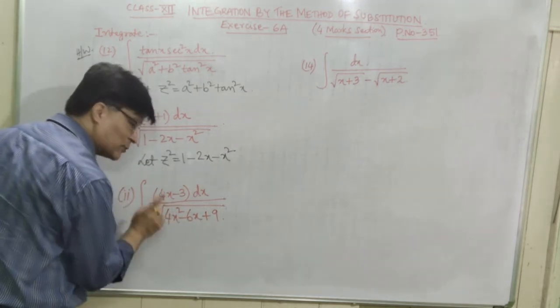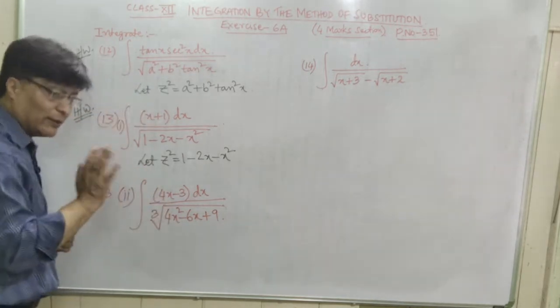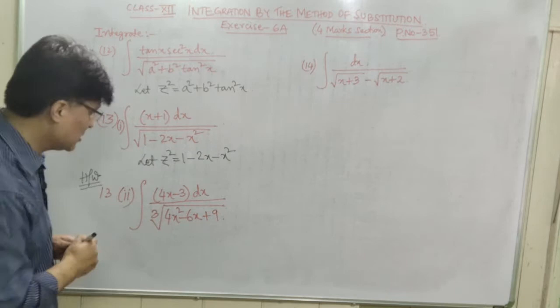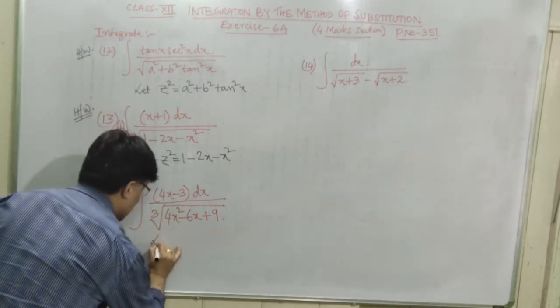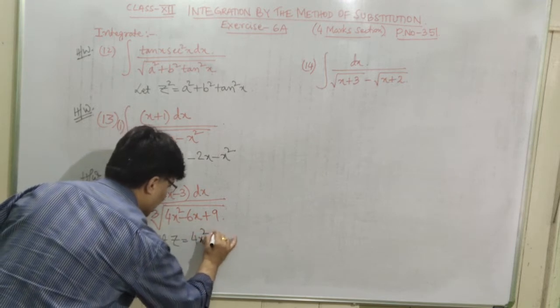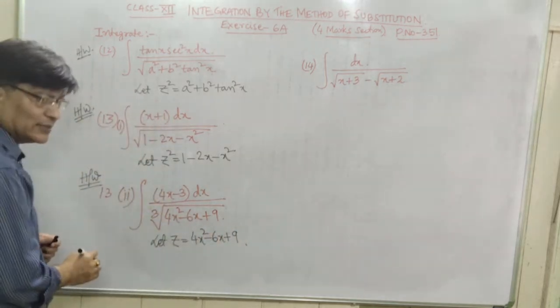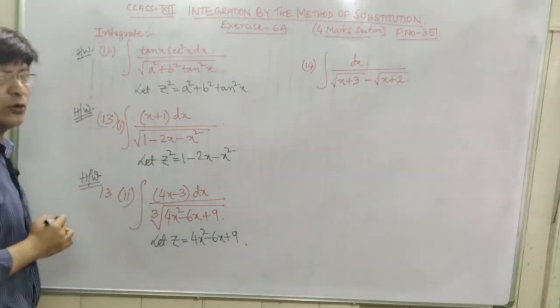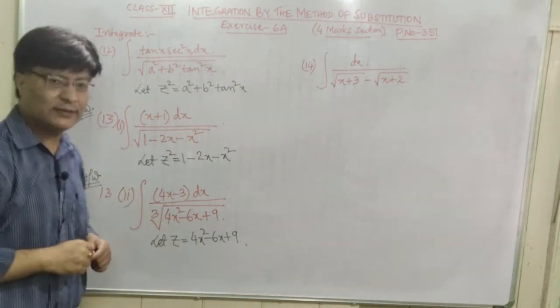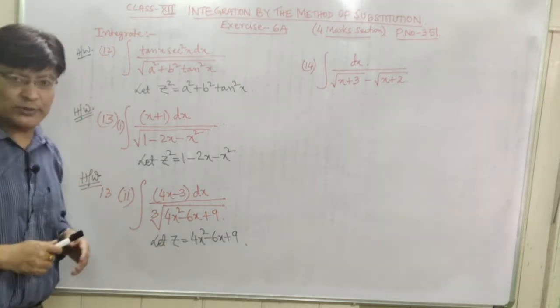And from the first two terms, what is common there? 2 is common. So within bracket we have 4x minus 3. You can manipulate that constant, isn't it? So in this case, let us assume let z is equal to 4x square minus 6x plus 9. So this is the hint. Okay, so you can do it at home. So this is your homework. Okay, so these three problems are your homework. You can do it at home.